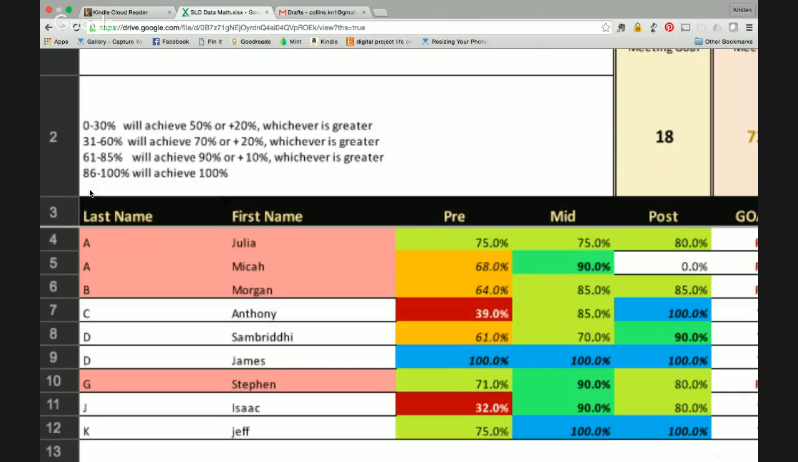31 to 60%, we wanted them to achieve a 70% increase, or 20 to 70%, excuse me, or add 20%. So like if they got a 32, they would have to achieve at least a 70. But if they were at a 59, then we would have to add 20% to that, making the goal 79.